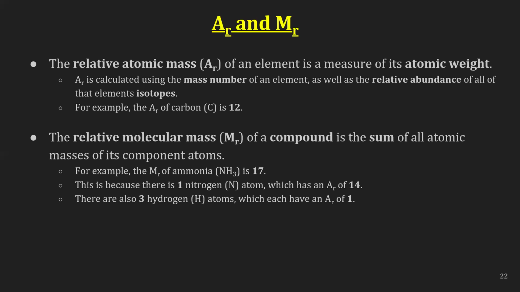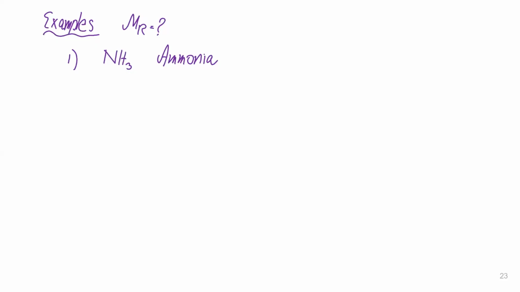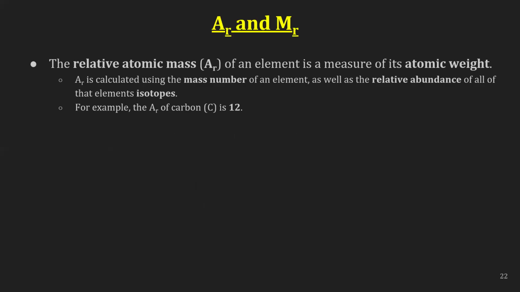What is relative atomic mass? Relative atomic mass is the mass of an element which is dependent on the abundance of the isotopes. For example, the relative atomic mass of carbon is 12. Relative molecular mass is 17 for ammonia. I repeat the concept: the relative atomic mass of an element is the measure of its atomic mass dependent on the relative abundance.